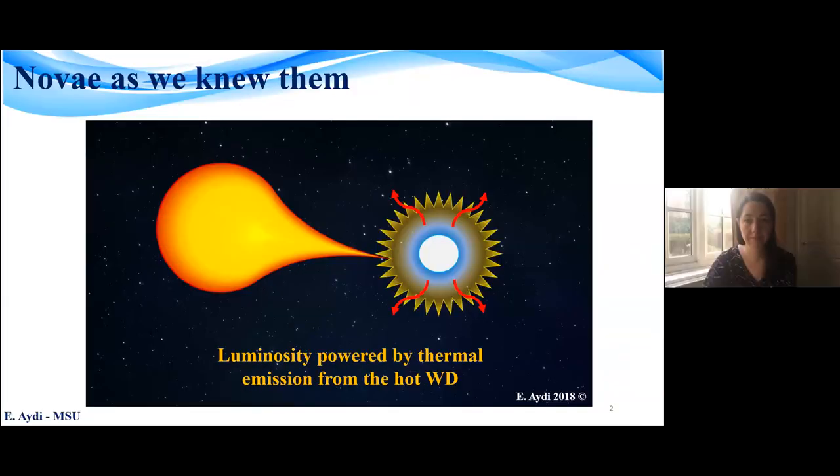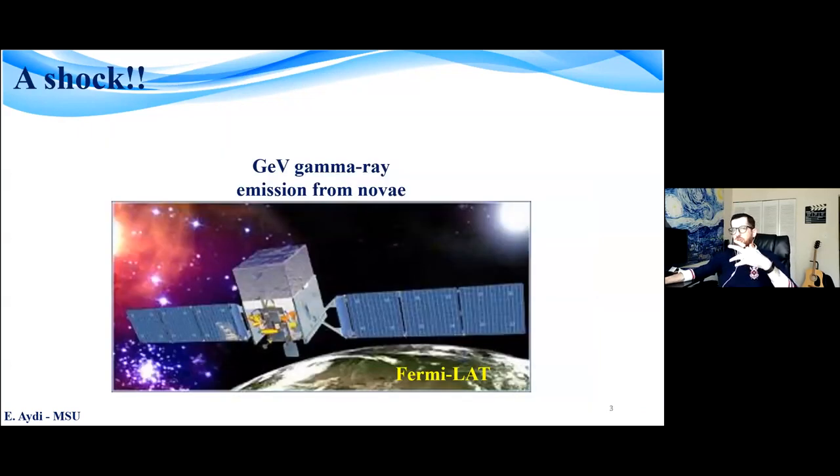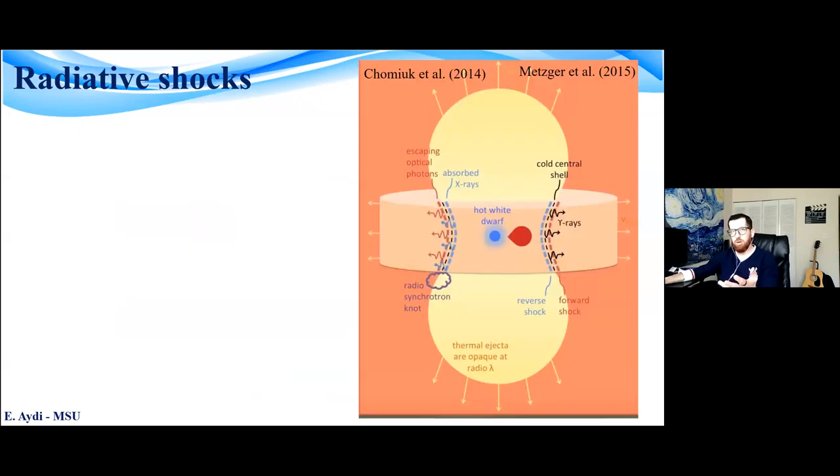As Brian mentioned, the standard paradigm of novae predicts that the luminosity of a nova is powered by thermal emission from a hot white dwarf. But this picture has been challenged recently, especially by Fermi LAT detecting GeV gamma ray emission from several novae. And it was a shock. No, literally a shock, because as Brian mentioned, we need shocks to accelerate particles to relativistic speeds so they emit gamma rays.